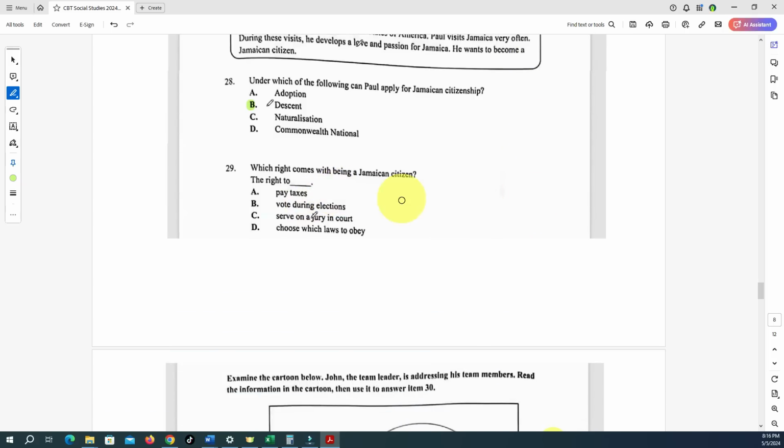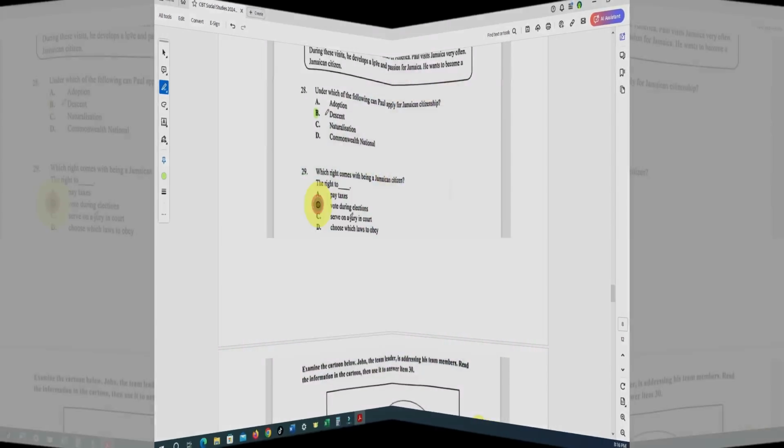All right, which right comes with being a Jamaican citizen? The right to pay taxes. You can pay tax without being a Jamaican citizen. Vote during elections. I'll say you vote.